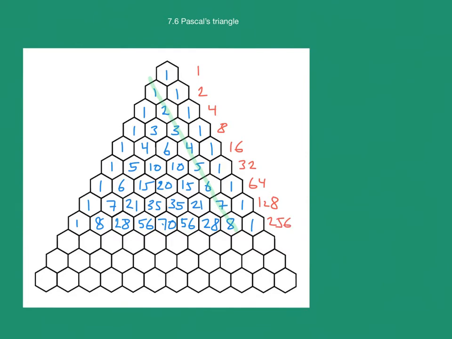256. And this is actually 2 to the power of 0, 2 to the power of 1, 2 to the power of 2, 2 to the power of 3, 2 to the power of 4, and so on. And you get the idea, yeah?